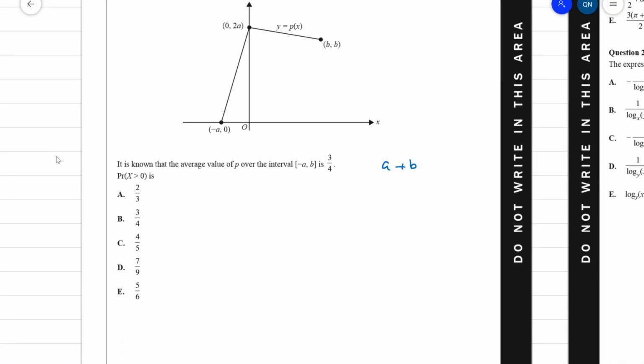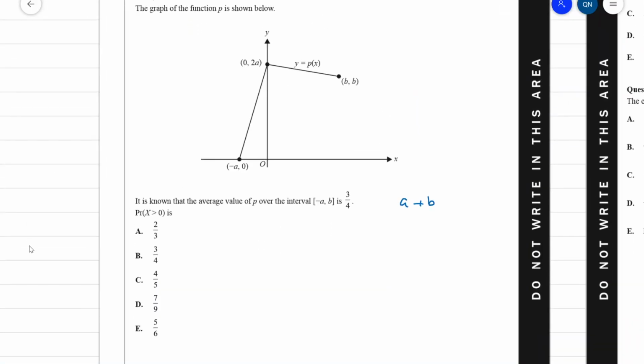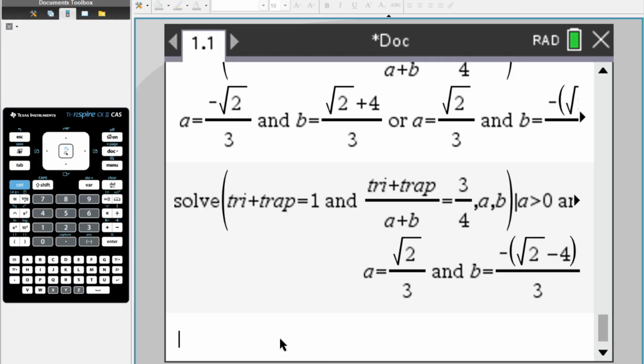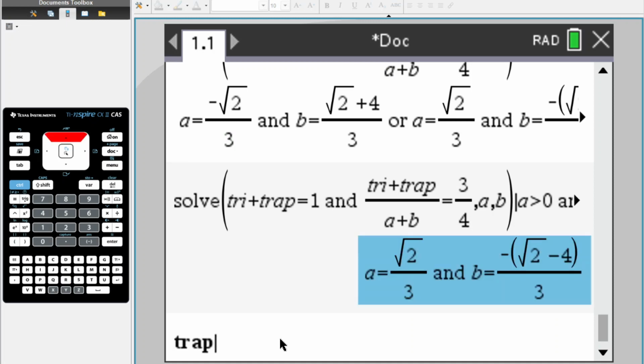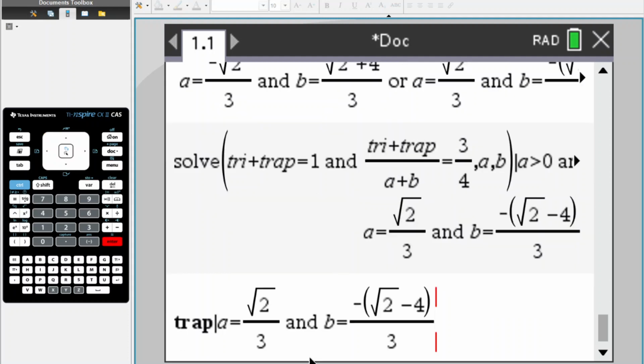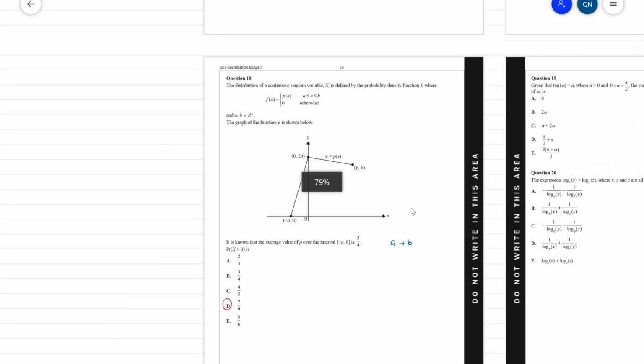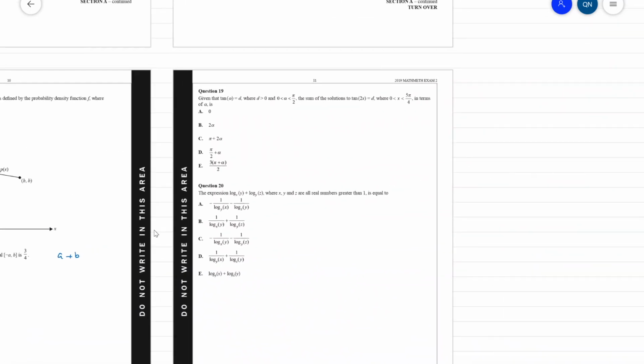And now we just need to find the probability that x is greater than 0. But that's exactly the area on the right hand side, which is the trapezium area. So we're just going to take the trapezium area and evaluate it with a and b being the numbers we got there, and that gives us 7/9. So that's going to be option D. That was a bit of a fumble there with the CAS. Anyways, that's question 18, so 2 more questions to go.